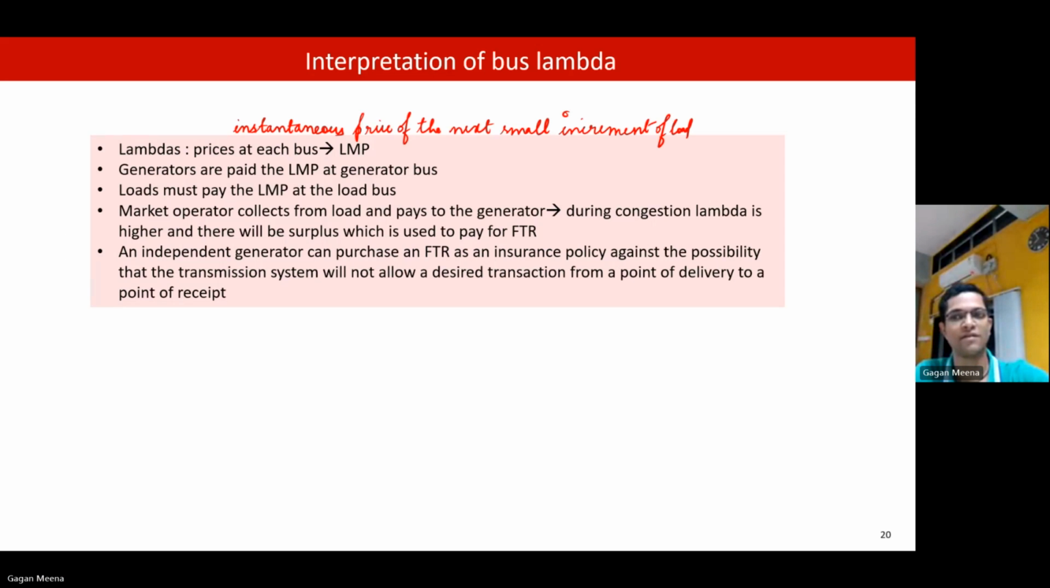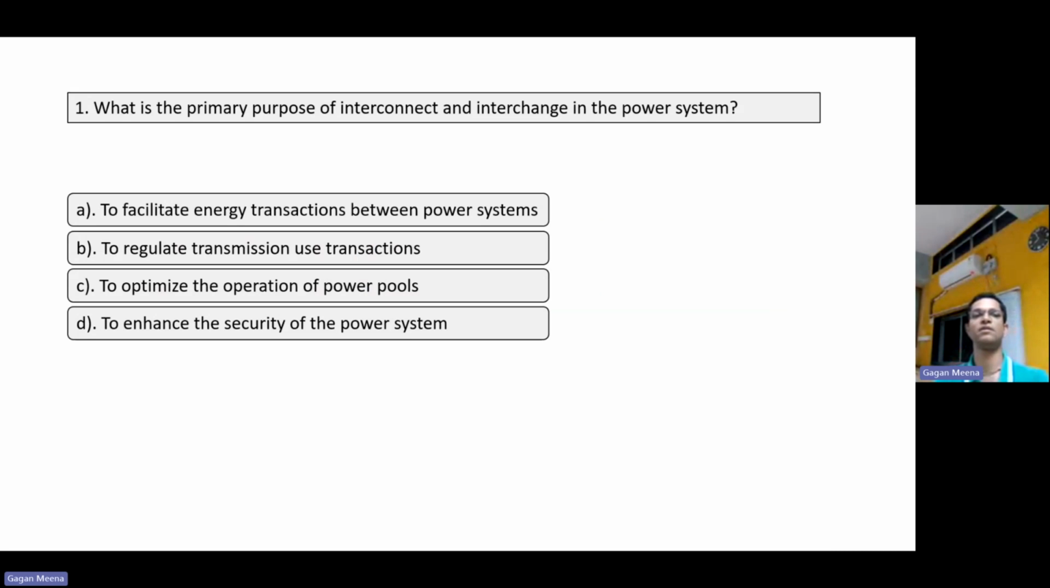Okay, so I hope the things are clear. Now we will move to questions. The first question is, what is the primary purpose of interconnection and interchange in the power system? We discussed three main advantages. One was economical. Second was enhanced reliability, and third one was frequency regulation.